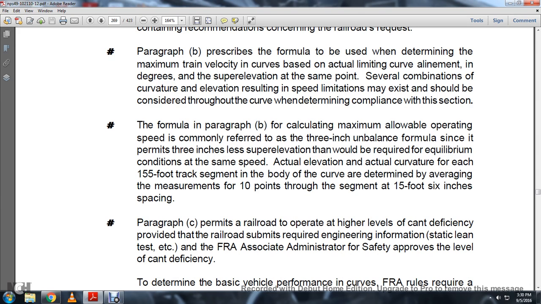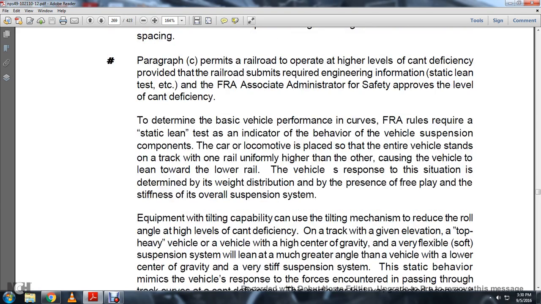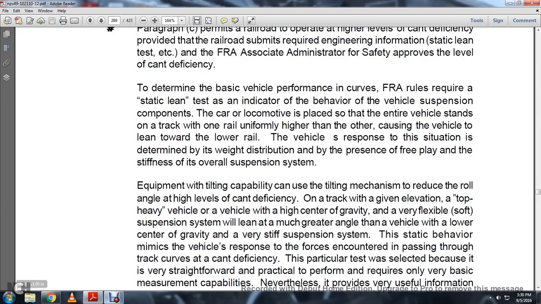The actual elevation for each 155-foot track segment in the body of the curve is determined by averaging the measurements of 10 points through the segment at 15.5-foot spacing. Paragraph C permits the railroad to operate at higher levels of cant deficiency, provided the railroad submits the required engineering information, static lean tests, etc. The FRA Associate Administrator for Safety approves the level of cant deficiency.